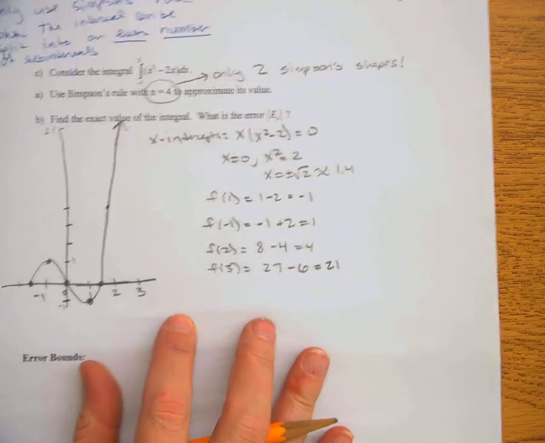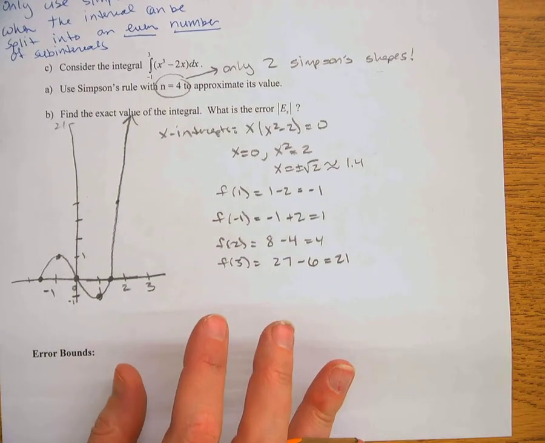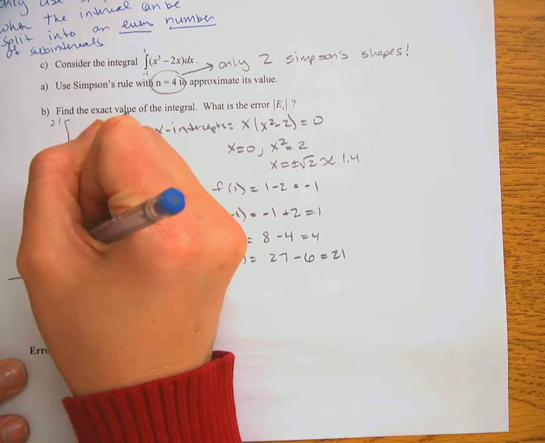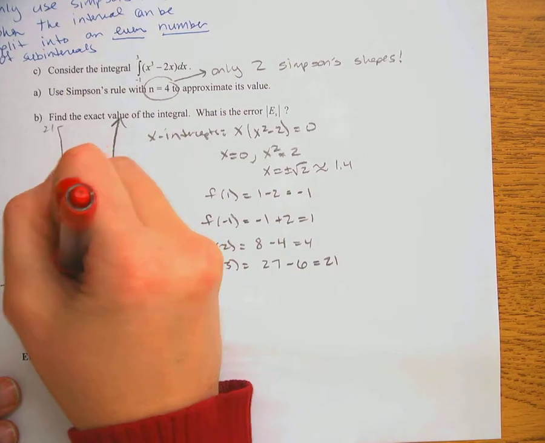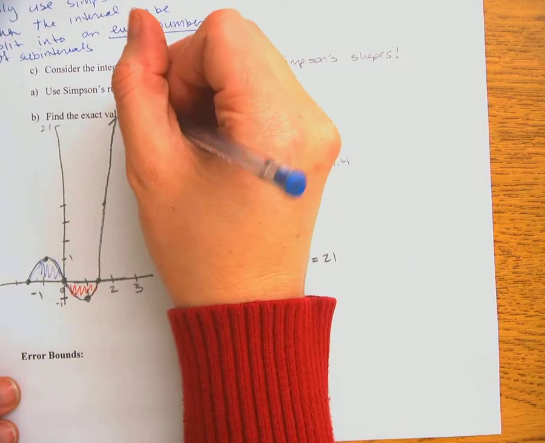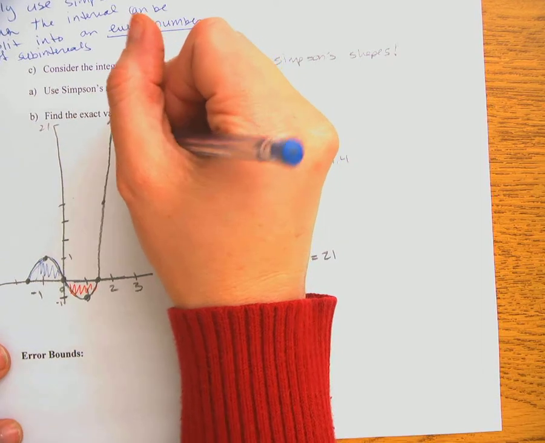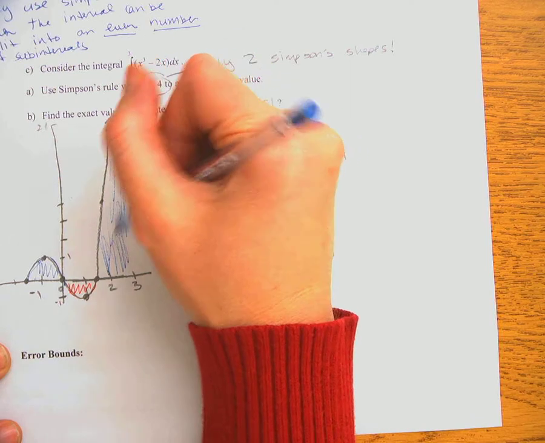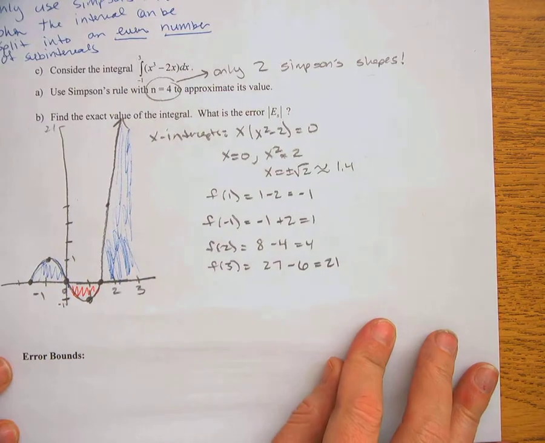All right, so I'm going to use Simpson's rule to find the area between this curve and the x-axis. So notice I've got this area here. I've got some negative area down here. And then I've got a ton of area that I don't even have room to draw, that's in between 1 and 3. And it's all positive area.